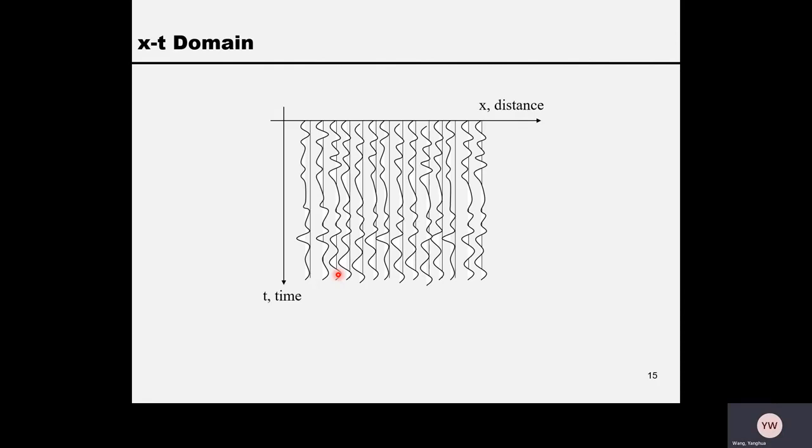In general, the seismic data set is displayed in the T and X domain, where T is time, and X could be the offset, the receiver position, or the CMP position. Nevertheless, this is just called distance. Right? So in general, seismic data is in the TX domain.